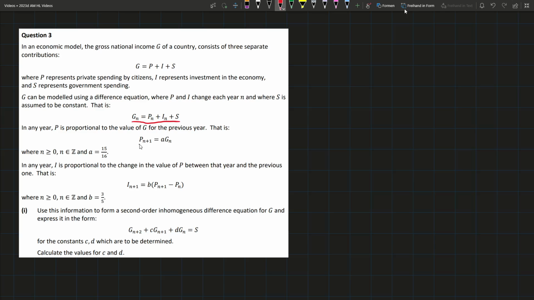So Pn, we're relating Pn with Gn, and we're told what A is here as well. This stuff doesn't matter, it's just about what n is, what n can be as a number. Then we're told what In is in terms of Pn, and then obviously we know Pn in terms of Gn.